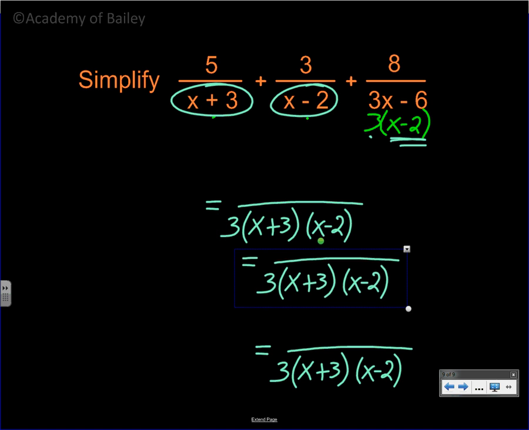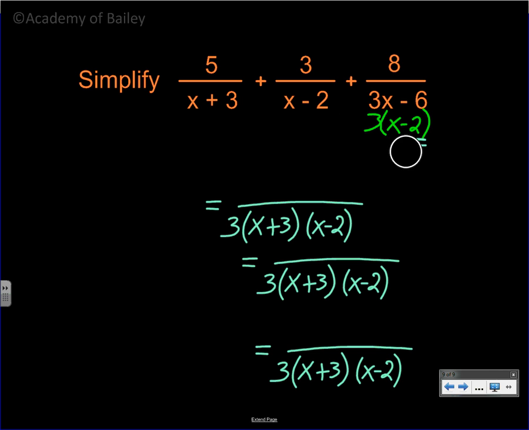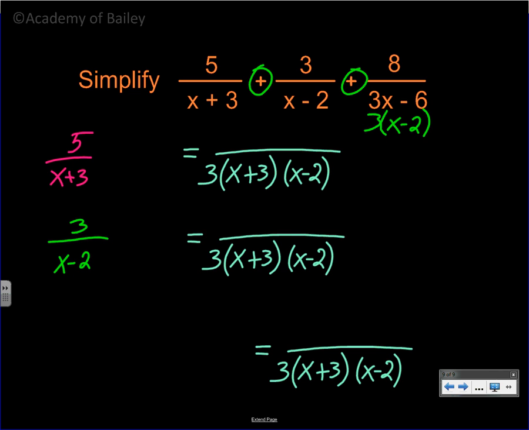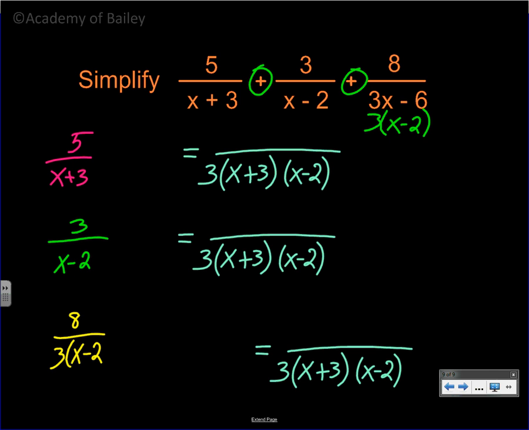All right, 3 fractions, we need 3 common denominators. So the first fraction, we have 5 over x plus 3. Second fraction, 3, and we noticed it's all addition, so that makes it a lot easier. If it's not addition, we have to remember to distribute a -1 to everything. And then the last fraction is 8 over 3 and x minus 2.